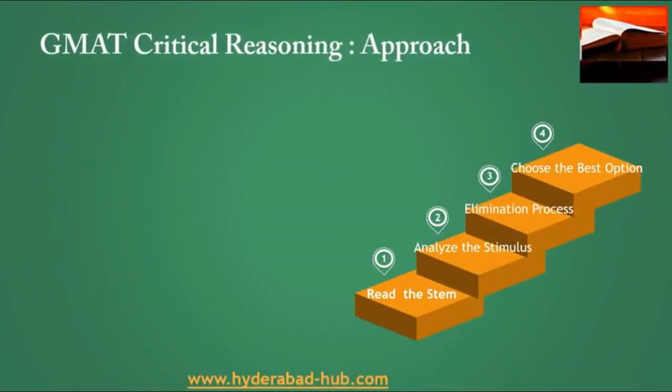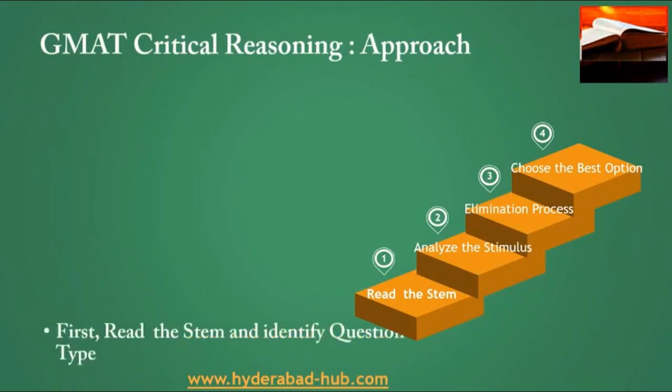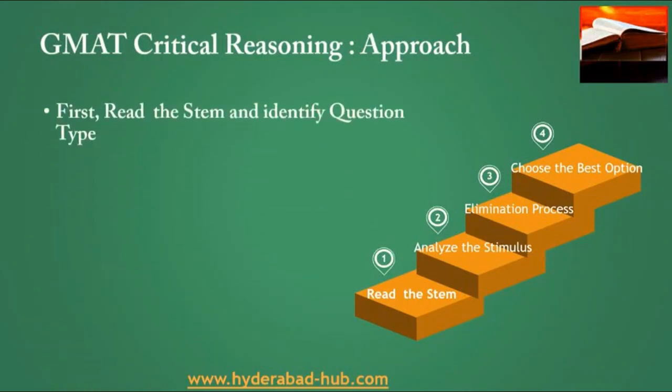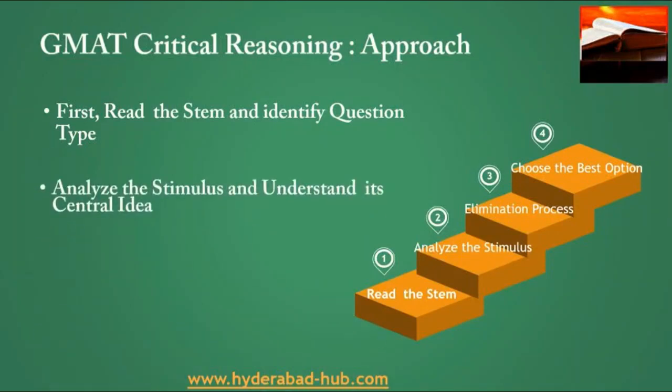GMAT Critical Reasoning Approach. Follow these 3 steps. First, read the stem and identify the question type. Then analyze the stimulus and understand its central idea. This is the most important step that we will discuss shortly. Then apply the elimination process and finally choose the best option.